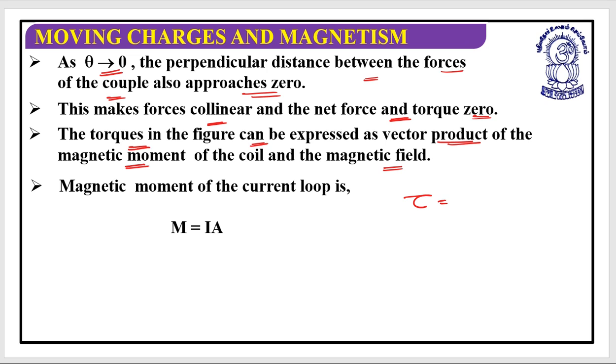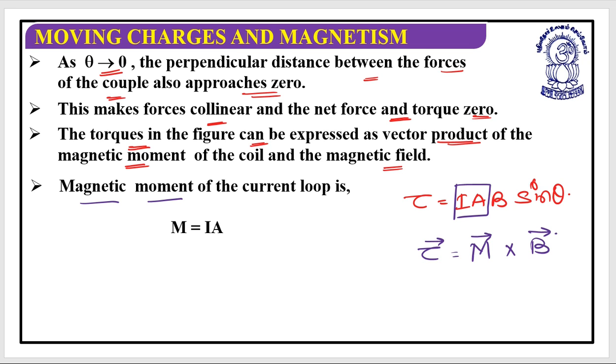Look at this, torque equals I A B sine theta. So we are defining one term, the combination of I into A, which we call the magnetic moment, and this can be represented as M cross B. Remember that when we had C equals A cross B, the cross product was A B sine theta. So the torque equals M cross B, and this could be written as MB sine theta. The magnetic moment of the current loop is given as M equals IA. Is it clear?